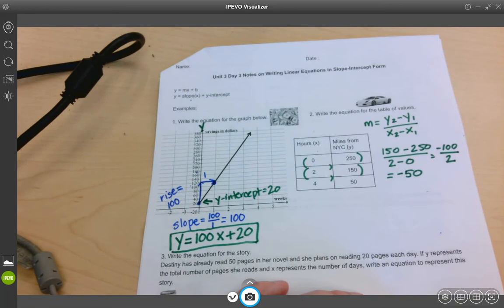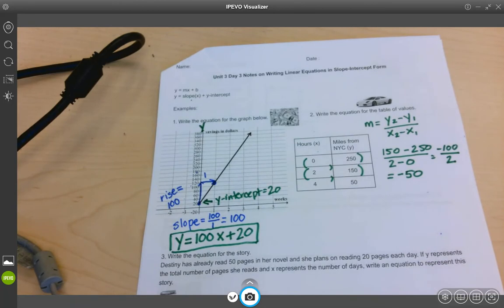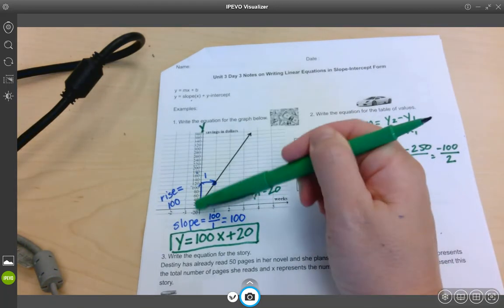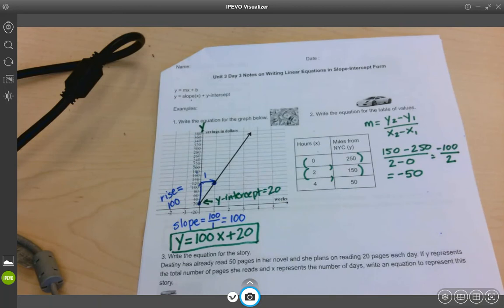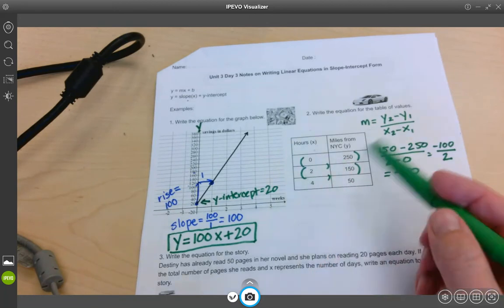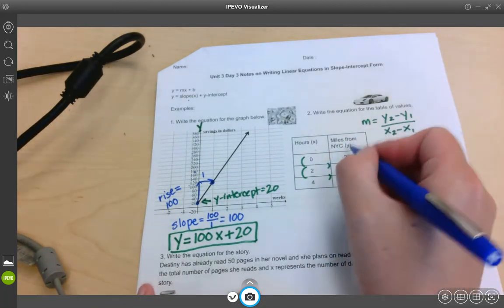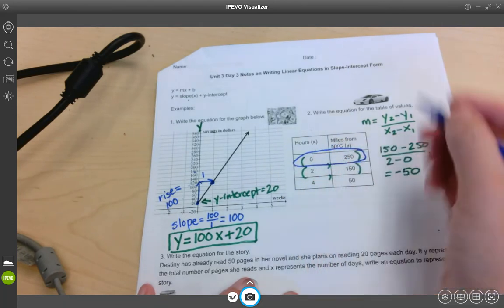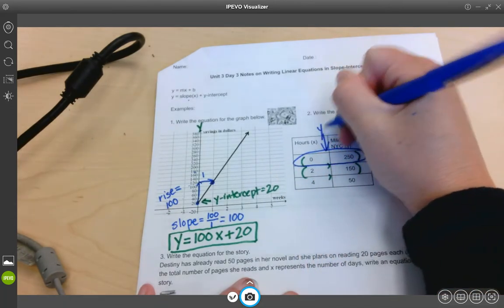Okay, so my slope is negative 50. The y-intercept is the number where we cross the y-axis, and wherever we cross the y-axis, your x value is 0. So your y-intercept is the point where the x is 0. 250. All right, so I hear a 250. Is the x 0 when the y is 250? Yeah, it's right there. Okay. So because this is 0, this one is also my y-intercept.